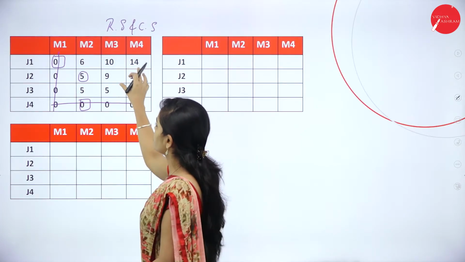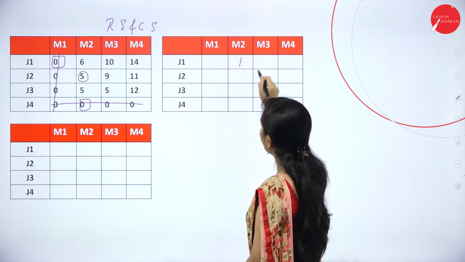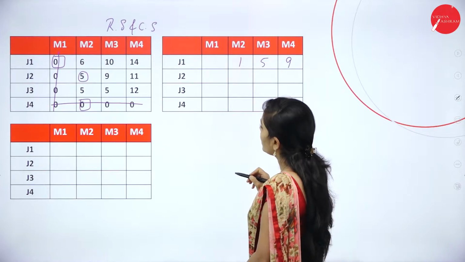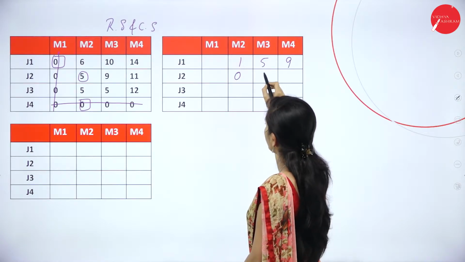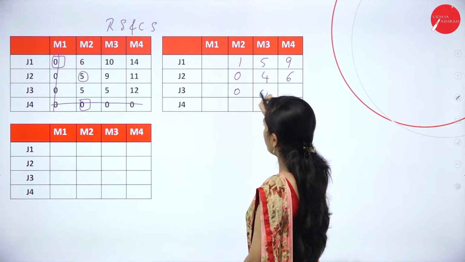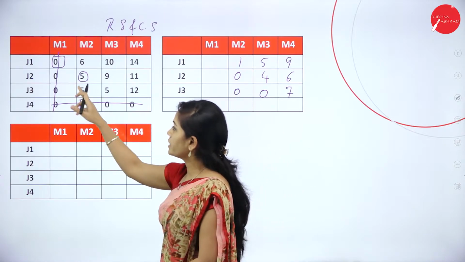So subtract it from the other undeleted values. 6 minus 5 is 1, 10 minus 5, 14 minus 5 is 9, and 5 minus 5 is 0, 9 minus 5, 11 minus 5, 5 minus 5, 5 minus 5, 12 minus 5 is 7. And the remaining values are deleted values.